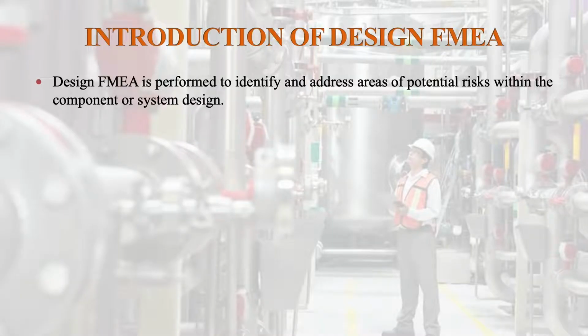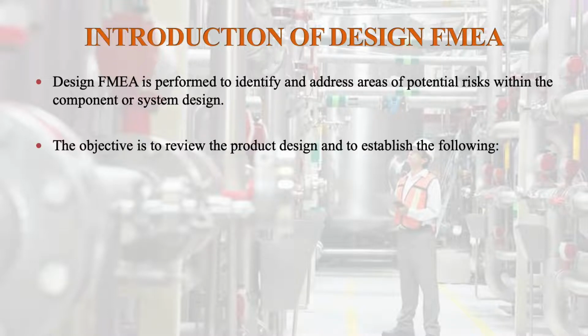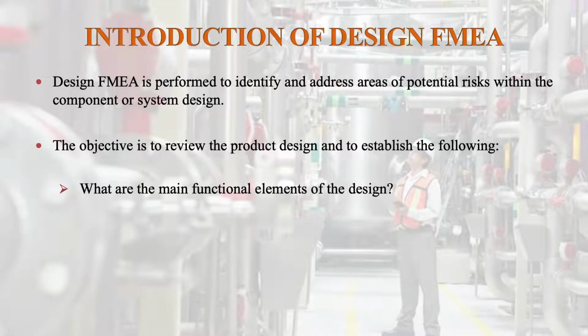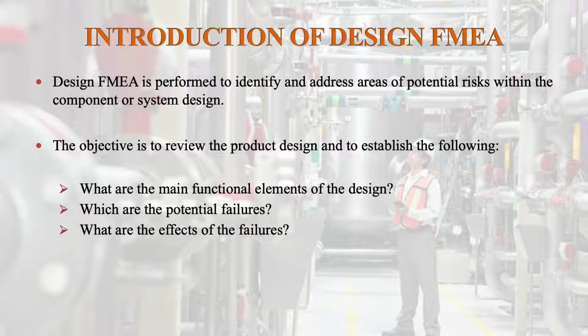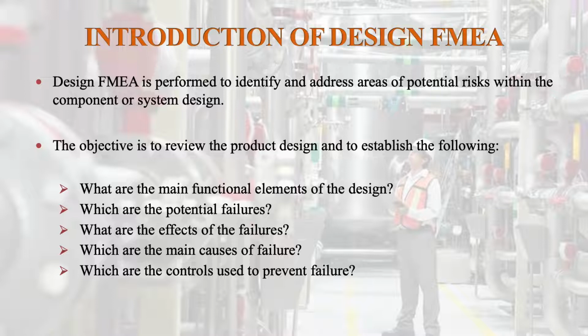Introduction of Design FMEA. Design FMEA is performed to identify and address areas of potential risk within the component or system design. The objective is to review the product design and to establish the following. When we are conducting Design FMEA, it is for identifying the failure modes. So for that, what are the main functional elements of design? Which are the potential failures? What are the effects of failures? Which are the main causes of failures? Which are the controls used to prevent failures?